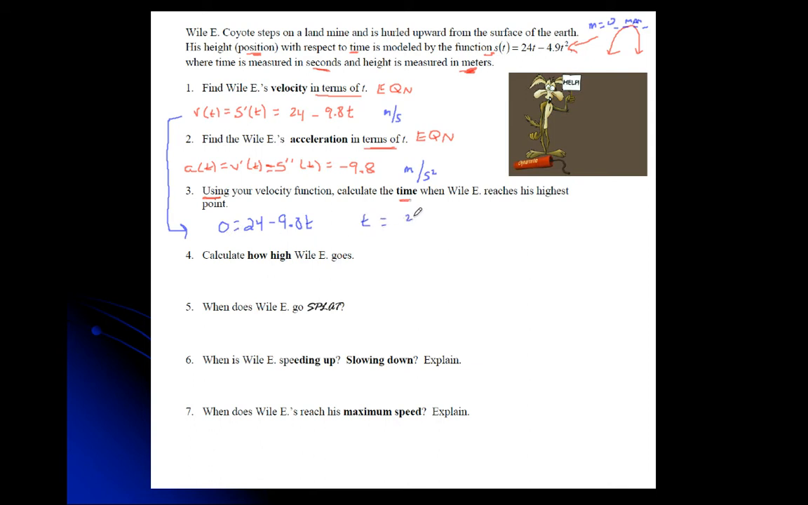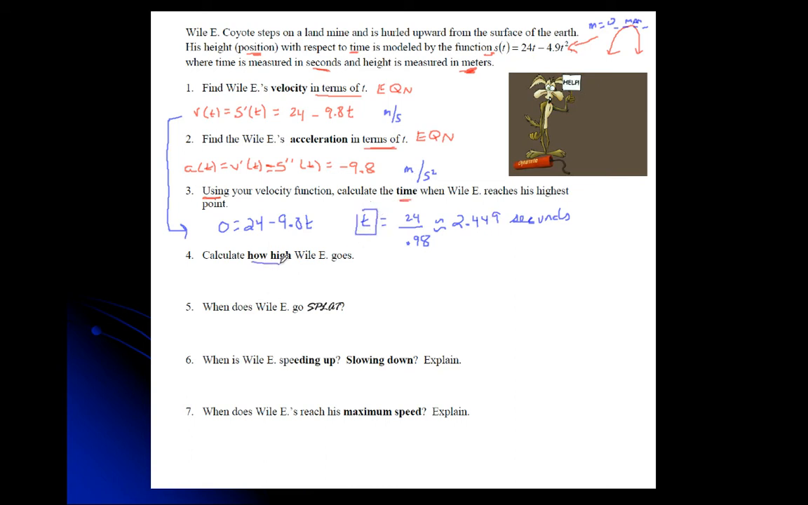This is just going to be 24, right? I'm going to subtract 24 and divide by -9.8, so it's going to be positive. I used my calculator with that, and I got approximately 2.449 seconds. This is a time. Use the appropriate units.